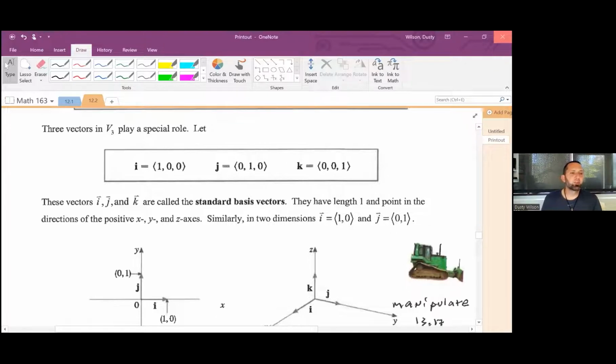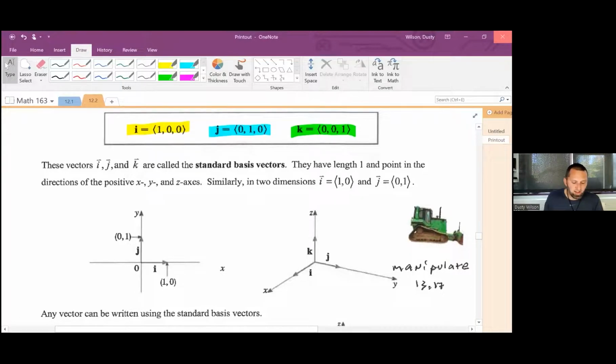Three vectors in V3 play a special role. We're going to let the vector i equal 1, 0, 0. That's a vector with length 1 in the x direction. We're going to let the unit vector j equal 0, 1, 0. This is a vector with length 1 along the y-axis, pointing in the direction of the positive y-axis. And we'll let k equal 0, 0, 1. This is a vector with length 1 pointing along the z-axis in the direction of the positive z.